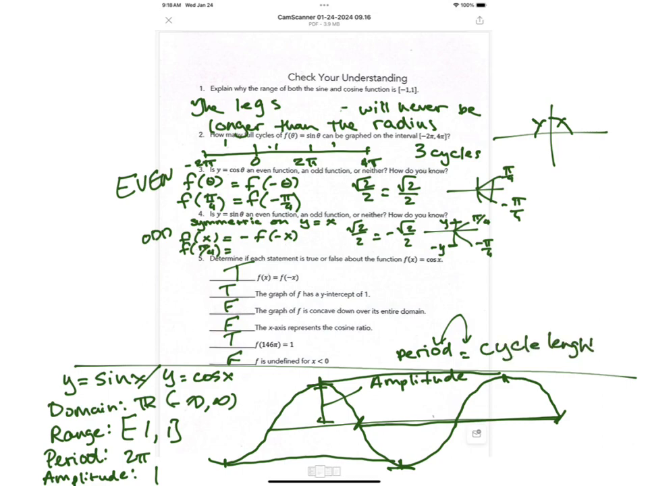Okay, so here's what we're going to do. We're going to start translating and dilating and transforming.